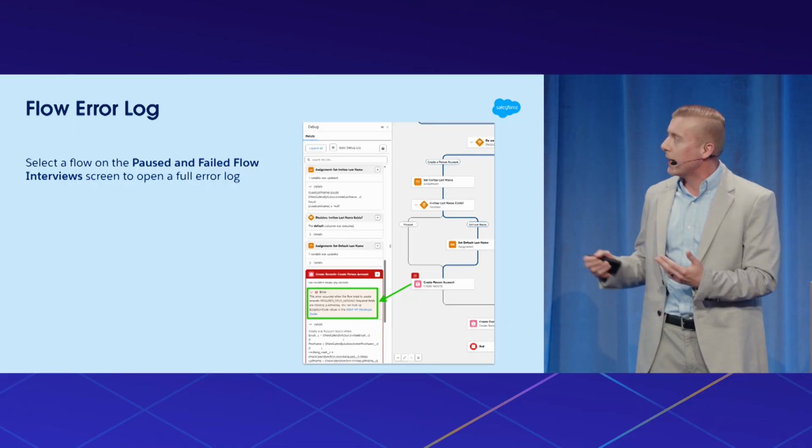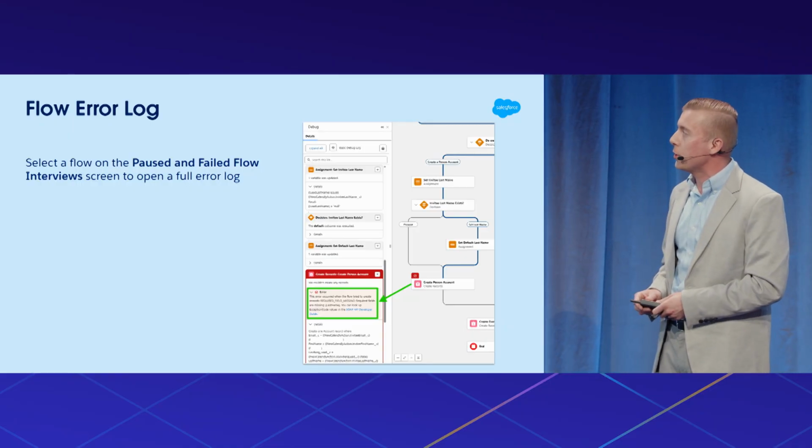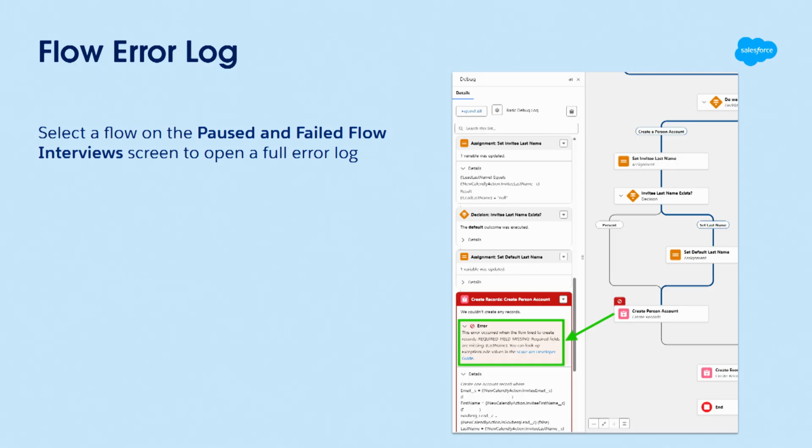And then, of course, I can actually click on the element that ran into the issue, and I can see the error message itself. So in this example, we can see that some decisions were triggered. We can see that a couple of assignment elements went through the process. And then down at this create person account element, we ran into an issue. And if I look at that bright red text box down in the bottom left, I can see that the error message says that a required field is missing. This person account is missing a last name.